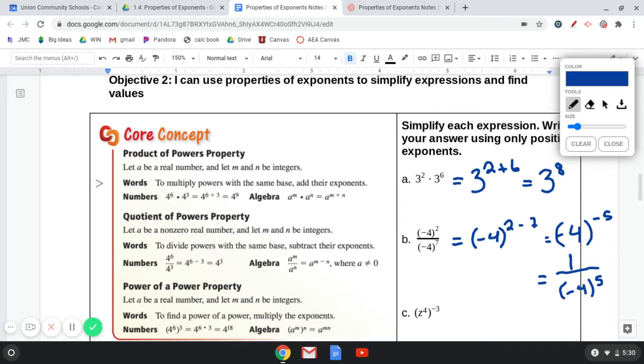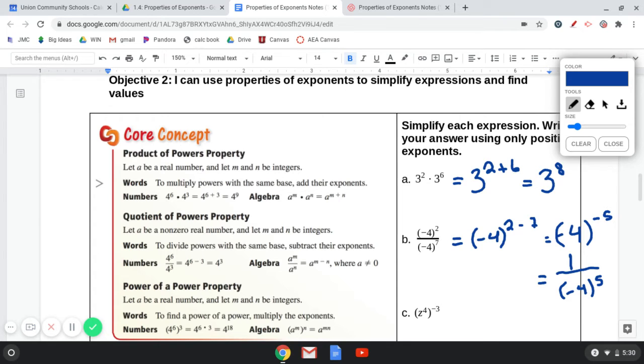Finally, power of a power property. To find a power of a power, so 4 to the 6th to the 3rd power, you multiply the exponents. So if we have 4 to the 6th to the 3rd, that is 4 to the 6 times 3rd power, which equals 4 to the 18th power.